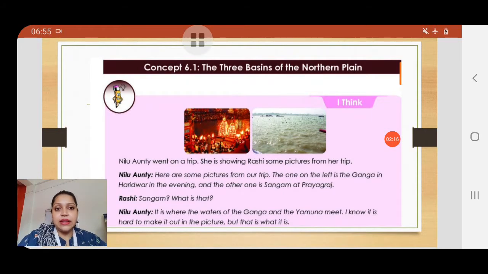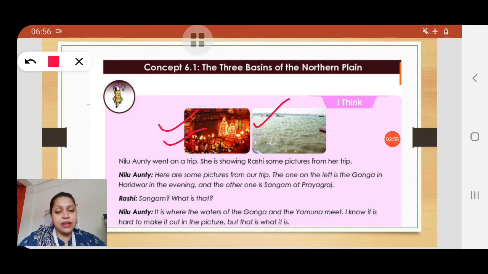Here, children, there is a conversation going on between Neelu auntie and Rashi. This is the first page of your book. Neelu auntie is showing Rashi some pictures. When Rashi saw these 2 pictures, she asked what these pictures are. Then Neelu auntie told her that these pictures are of the river Ganga. First is the picture of river Ganga in Haridwar in the evening, how it looks. And the second picture is of the Sangam, the place where Ganga and Yamuna meet.